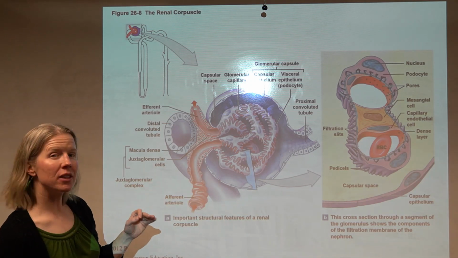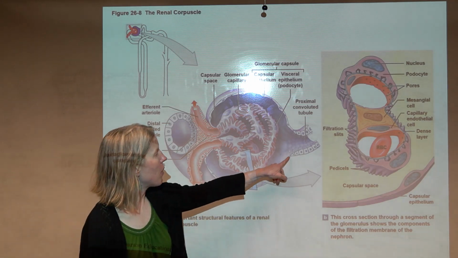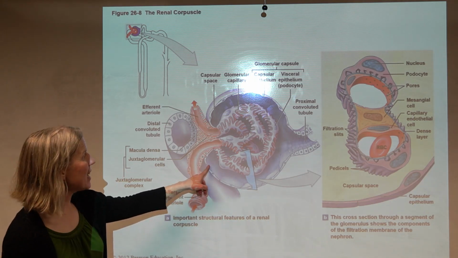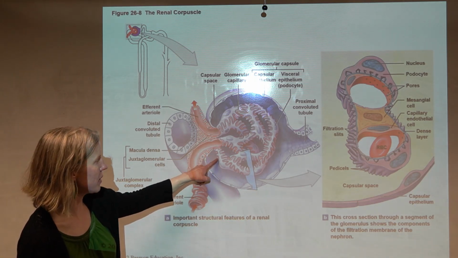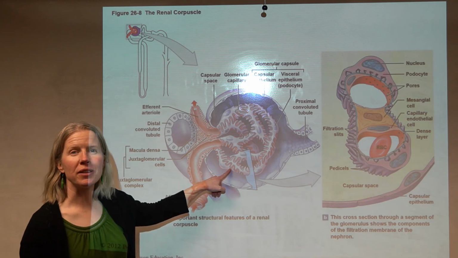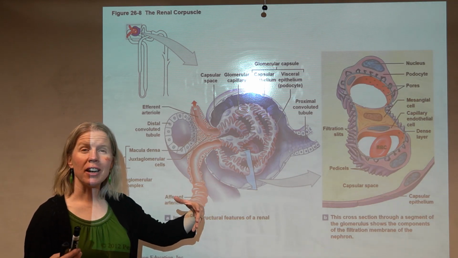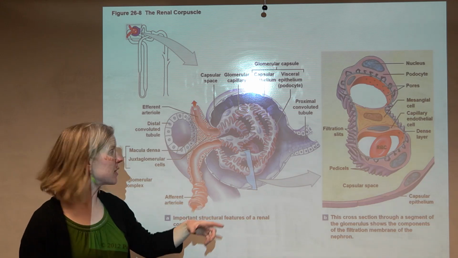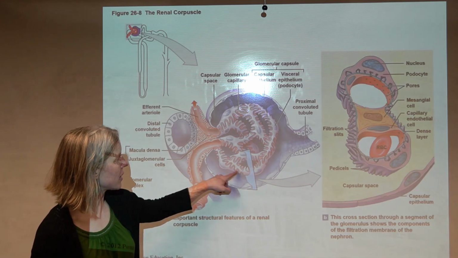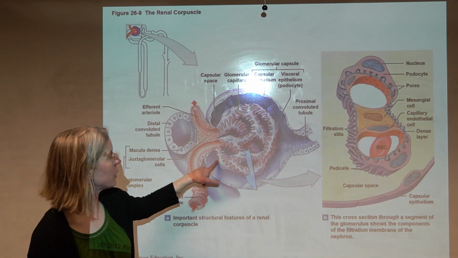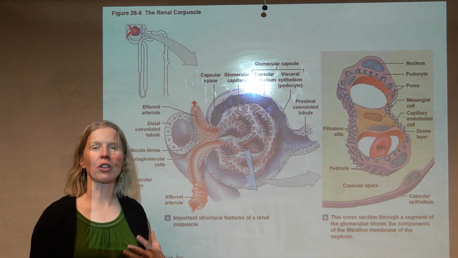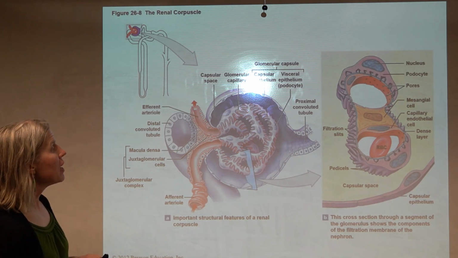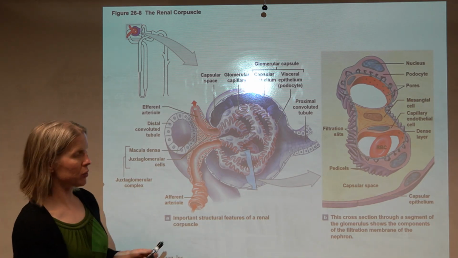Now notice what this is made out of. So the capsule is made out of this simple squamous epithelium, and it is actually continuous with what we'd say is a visceral epithelium of these capillaries in the glomerulus, right? These, again, purple kind of wrapping the capillaries. And then you have the glomerular space in between them, all right?